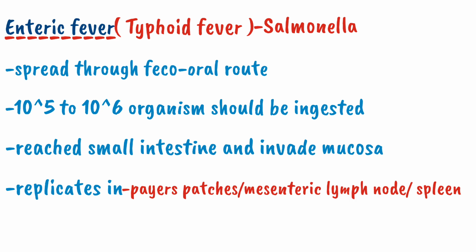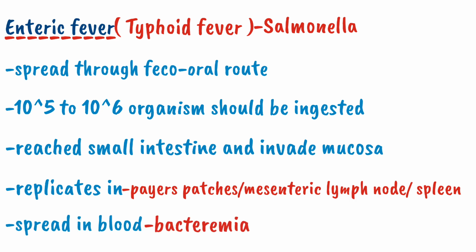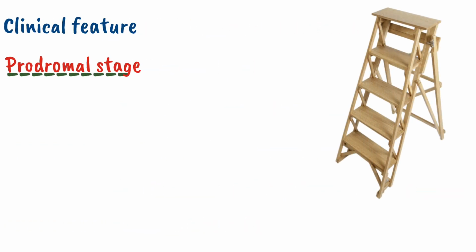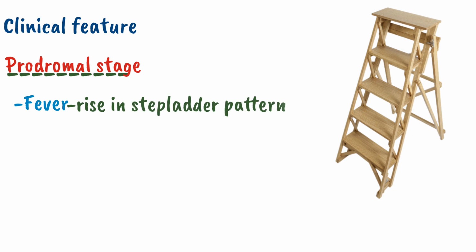After replicating in these three organs, the Salmonella spreads in the blood causing bacteremia. This bacteremia causes widespread clinical features. During the prodromal stage, the patient will develop fever. The fever of typhoid will rise in a step ladder pattern. By step ladder, we mean that initially there will be a low grade fever, and this fever will increase with time without touching the baseline.